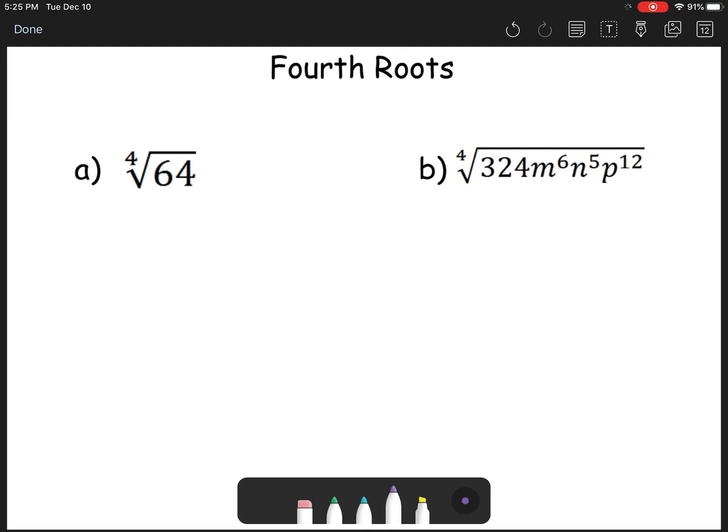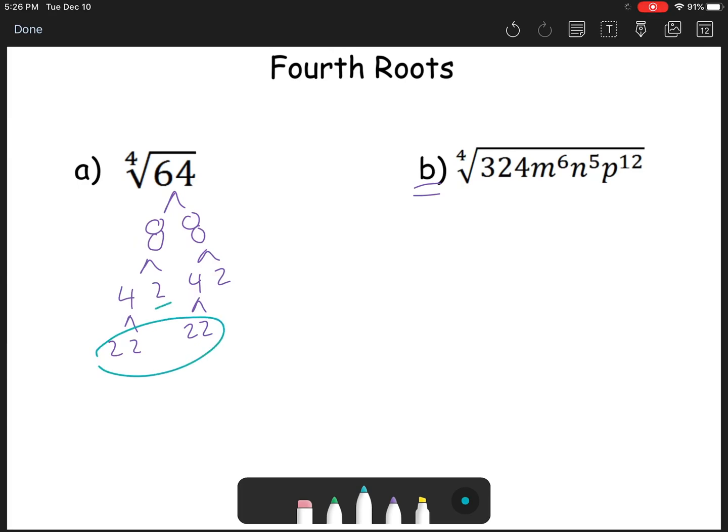Fourth roots, it's the same type of thing. You would look for groups of 4. So we'll just do letter A. You can do letter B for a challenge if you want. So 64 we could write as, let's see, 8 times 8 is 64. So 4 times 2 is 8, 4 times 2, 2 times 2, 2 times 2. So we're looking for groups of 4. So here's a group of 4, and then we have 2 extras. So we could write this as the fourth root of 2 to the 4th power times 2 squared.